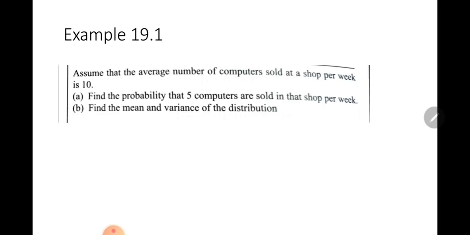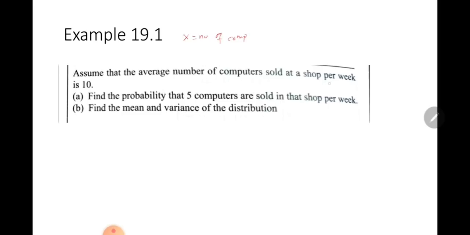Okay, so now let's look at the first example for Poisson distribution. Assume that the average number of computers sold at a shop per week is 10. Find the probability that 5 computers are sold in that shop per week. So you define X as the number of computers. So X is a discrete random variable.